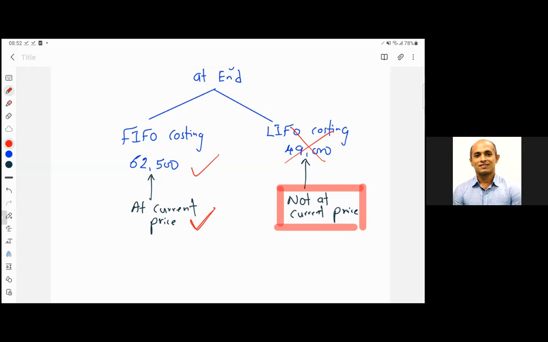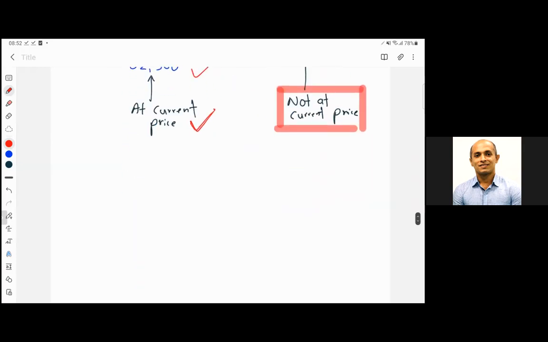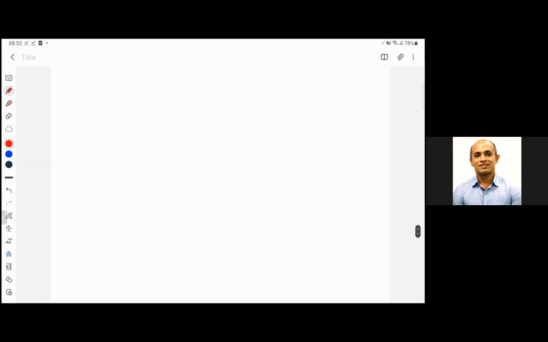Right. Now we'll see how we are going to adjust financial statements to overcome this issue.